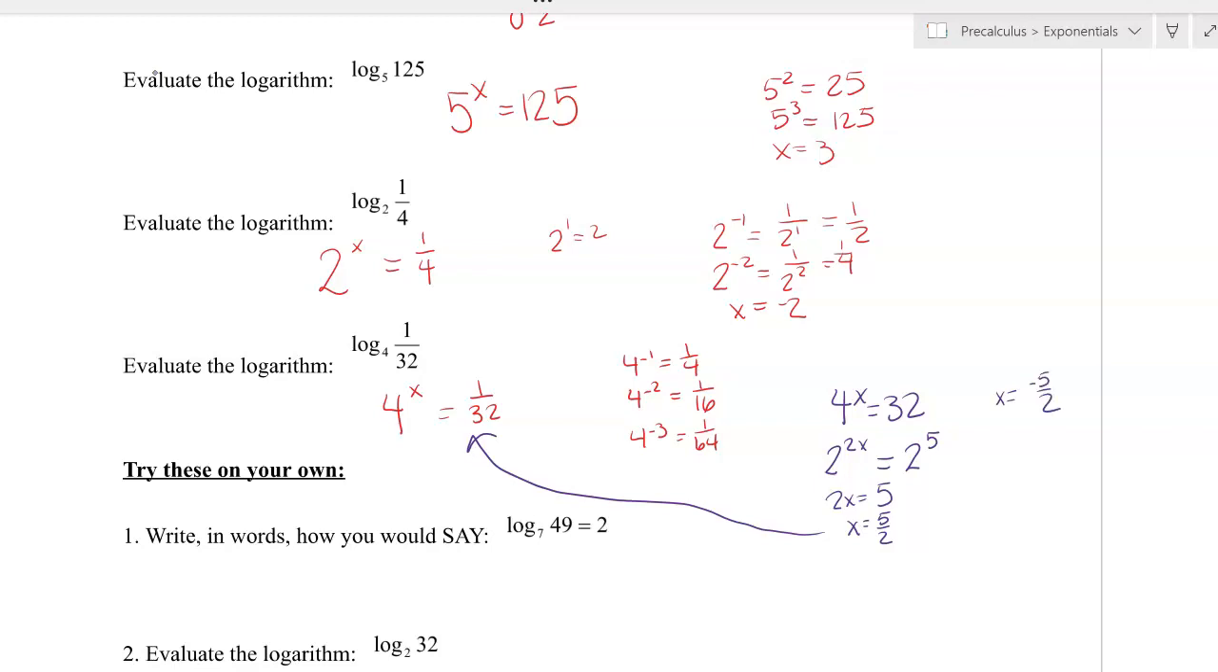Alright? And that's the worst case scenario, is remembering to change your bases.